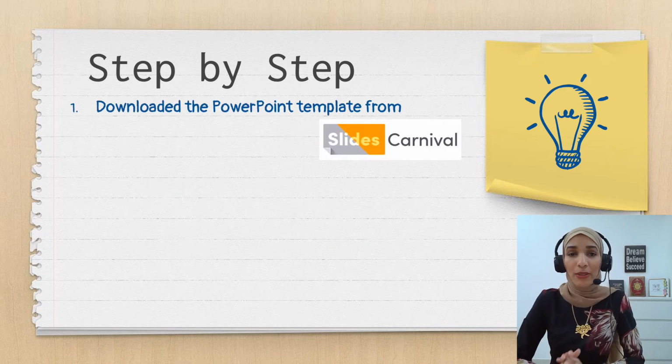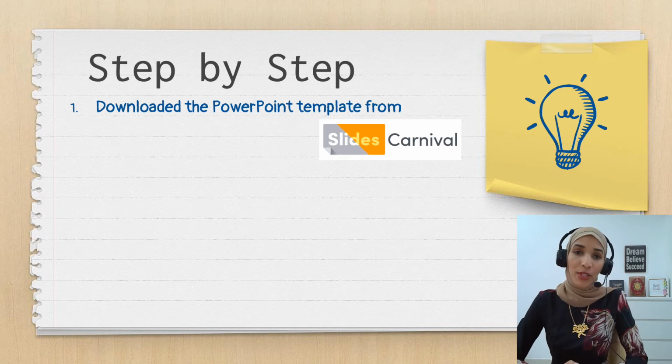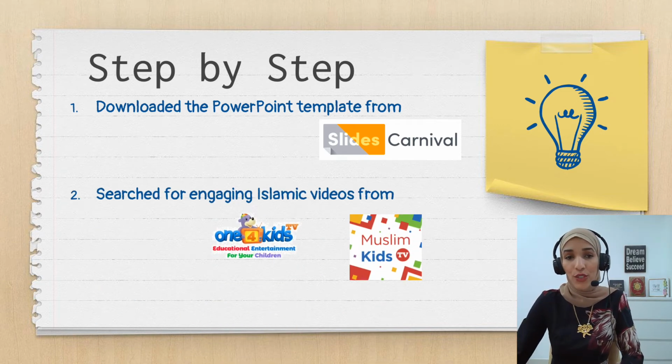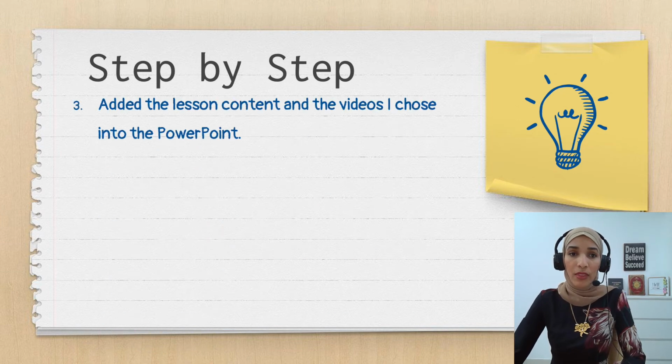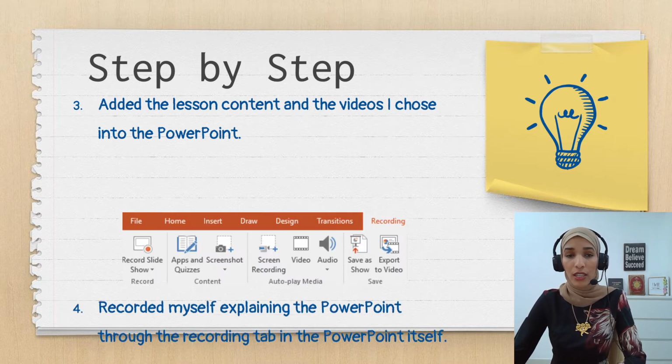First step, I downloaded the PowerPoint template from a website called Slides Carnival, the same website I used for this PowerPoint that you're watching right now. After that, I searched for engaging Islamic videos from One for Kids TV and Muslim Kids TV websites. Now that I have the PowerPoint and the videos ready, I added the content, the learning outcomes, and all the information and the videos that I chose into the PowerPoint.